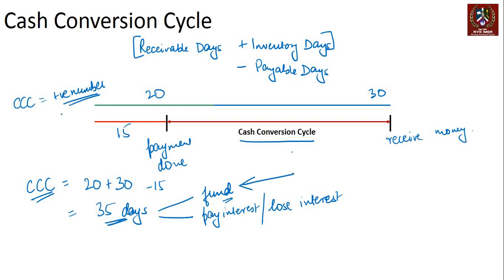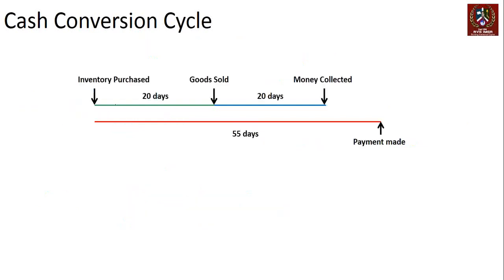It is also possible that you get this as a negative number, right? What happens if you get the negative number? Let's take a look at this case. You purchase inventory, 20 days you convert it to finished goods, 20 days you sell it and collect the money. So money is coming after 40 days. So after 40 days, the money gets collected. But because you are a strong player in the market or because your supplier is weak, you make the payment only after 55 days.